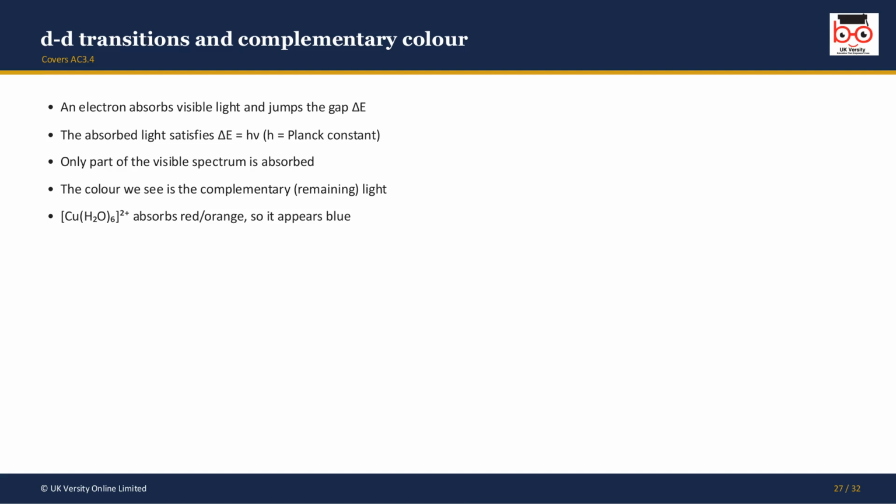Here's how the gap produces colour. An electron can absorb visible light and use that energy to jump the gap from the lower set up to the higher set, and the light it absorbs has an energy equal to ΔE, following the relation ΔE = hν, where h is the Planck constant. Only part of the visible spectrum gets absorbed, and the colour we actually see is the leftover complementary light. The hexaaqua copper(II) ion, for instance, absorbs red and orange light, so it appears blue.